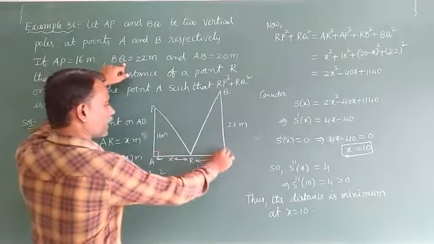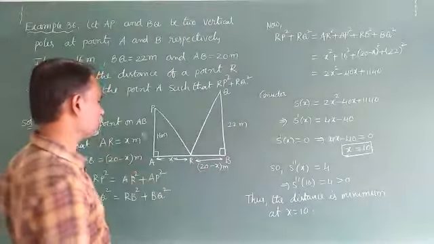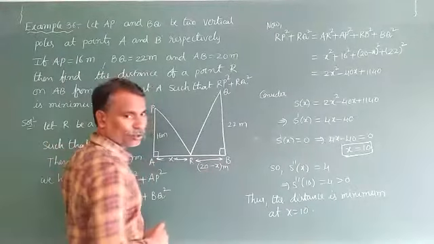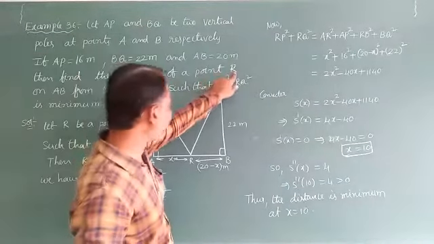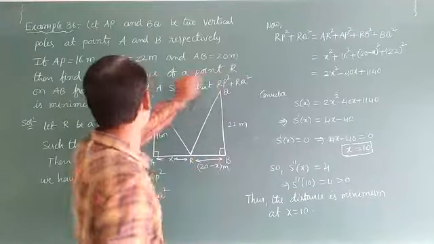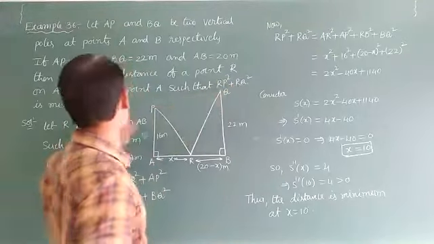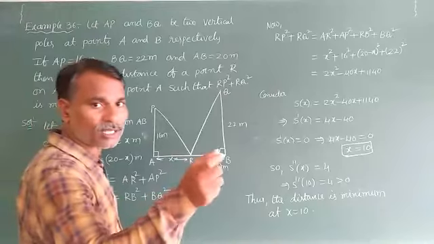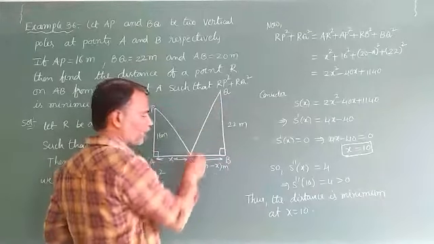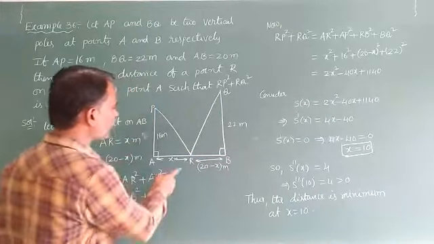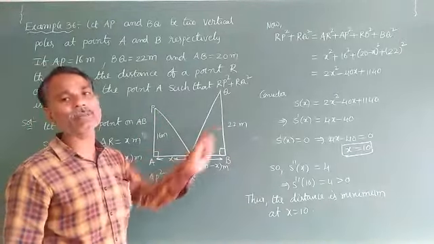Actually, it is making a right angle triangle, guys. And AB is equal to 20 meters, the complete value is 20 meters. Then find the distance of a point R on AB from the point A such that RP square plus RQ square is minimum. R divides AB, and like this you make two triangles. He is asking for the sum of squares of distances: RP square plus RQ square is minimum.